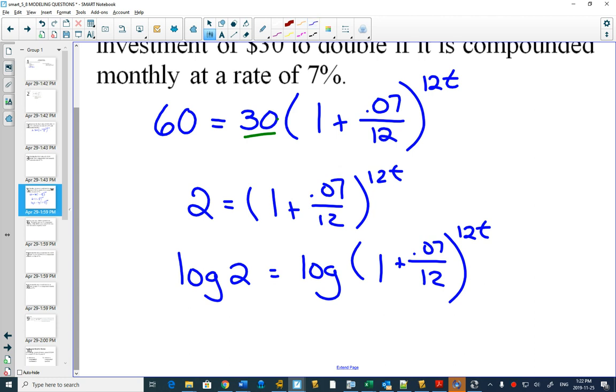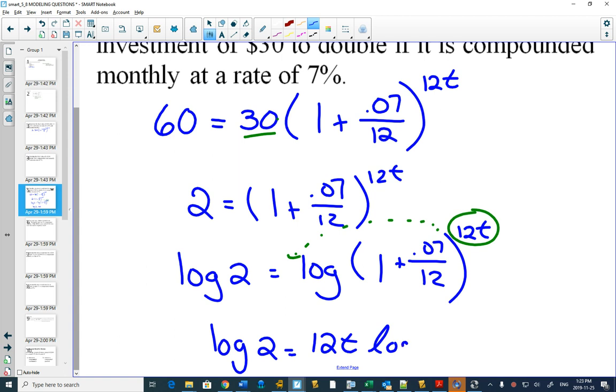And now, because this exponent is on the entire thing inside of your logarithm, you have a log law that lets you bring that out in front. So I'd still have log of 2 on this side. That 12t could come out in front.